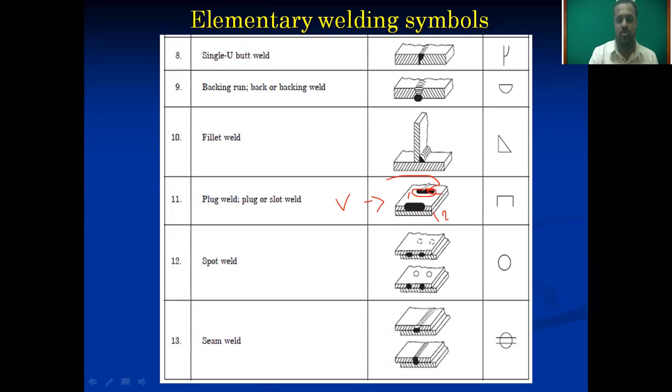Now you have to observe how that welding portion is looking. Imagine we are making the slot like this. How is it looking? It will look like this. This is the symbol for the plug weld. We just have to draw such type of symbol. This is called the plug welding symbol.